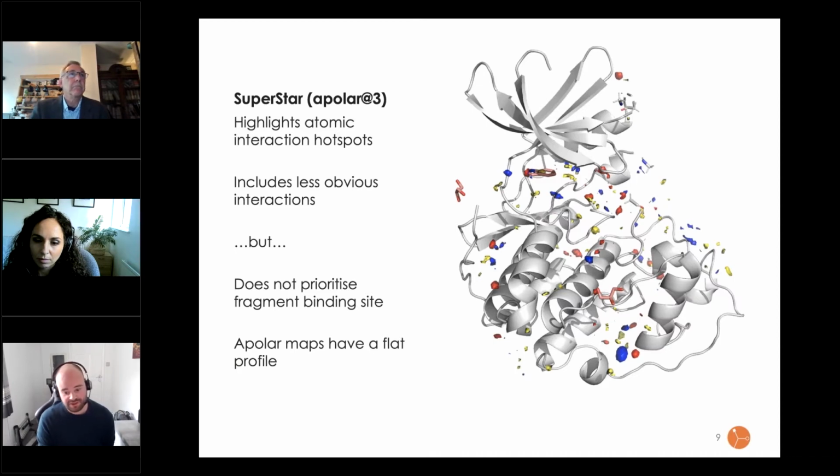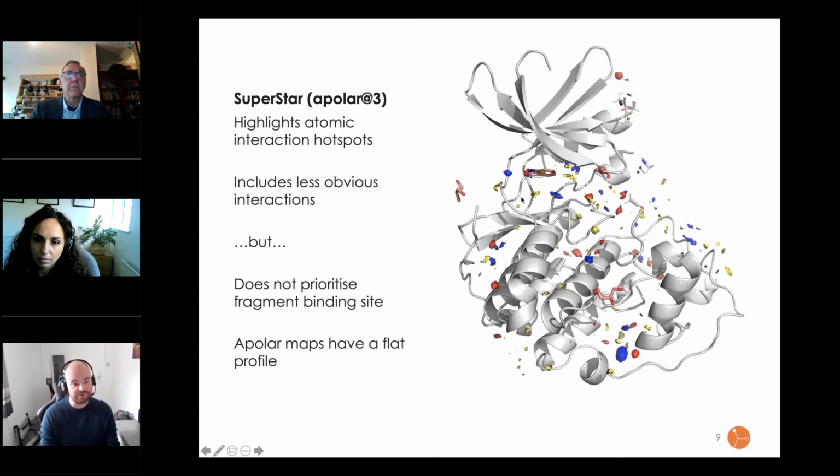And of course, being based at the CCDC, the obvious starting point was with SuperStar. So I'm very grateful to Robin for giving a nice introduction into what IsoStar was earlier on. The IsoStar data is what SuperStar uses to create maps of propensity for these small molecule probes to highlight regions of favorable interaction.